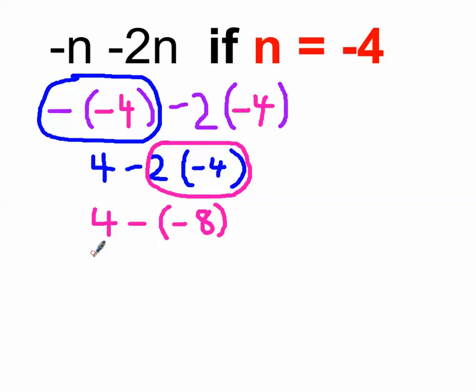Now I just have to subtract an integer. And when I subtract an integer, it's like adding the opposite of the second number. So it's like adding the opposite of negative 8, which is positive 8. And we can simplify this expression to 12.